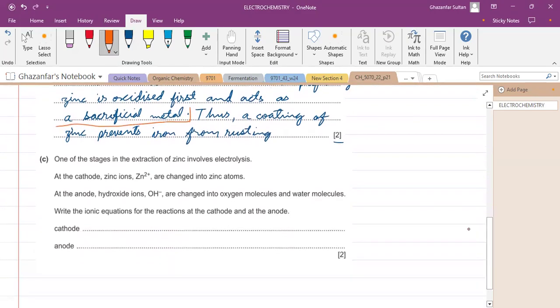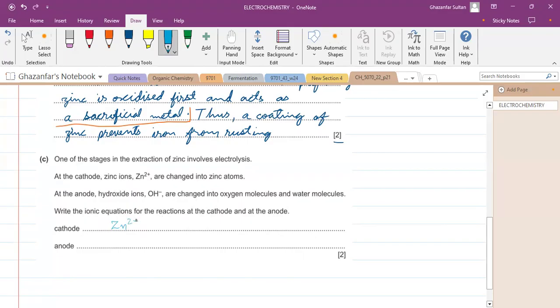Now the C part says one of the stages in the extraction of zinc involves electrolysis. At cathode, zinc ions are changed into zinc. They have already mentioned here. And at anode, hydroxide ions change to oxygen molecule and water molecule. Write the ionic equation for the reaction at cathode and anode. So they have given everything. So now it is very easy to write the answer.